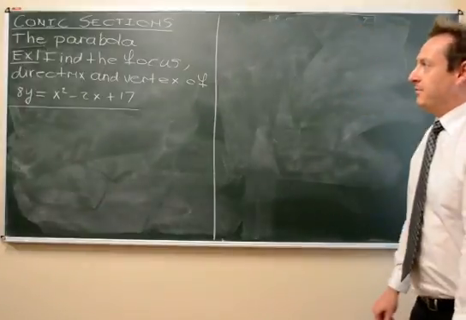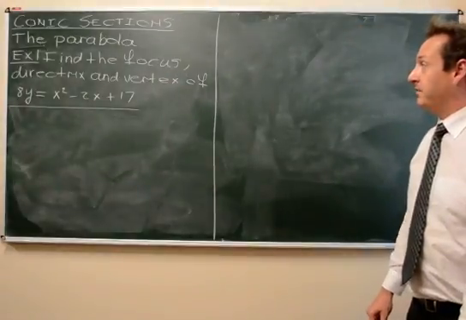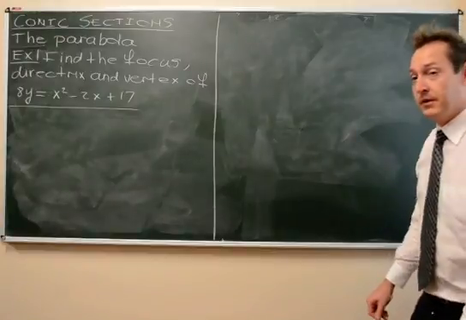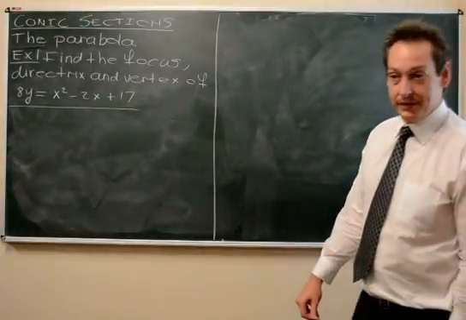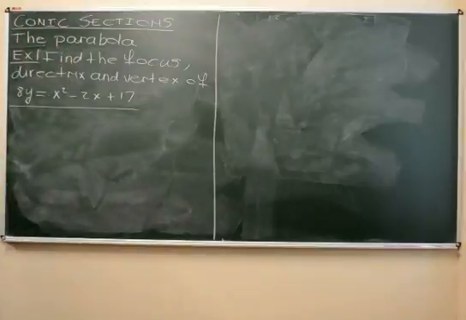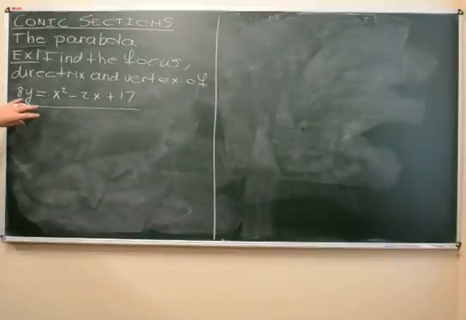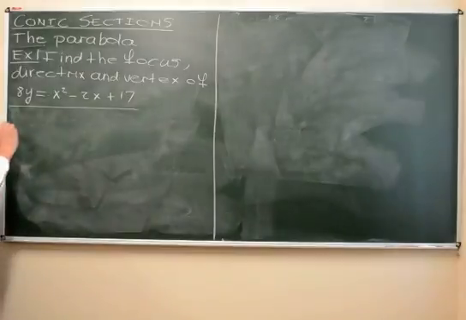Let's look at an example where we have to find the focus, directrix and the vertex of a given parabola. We're also going to sketch the parabola. In this case, the parabola is given by 8y equals x squared minus 2x plus 17. So what we want to do is find a parabola in standard form, with its vertex at the origin, so that this one is just a shifted version of our new parabola. We start doing that by completing the square.